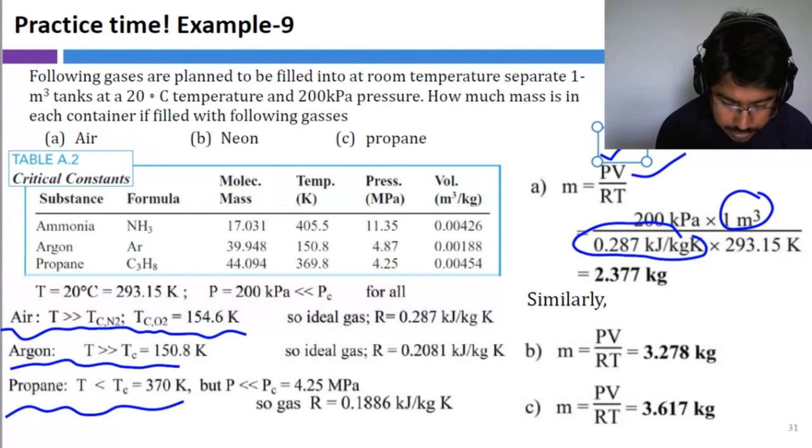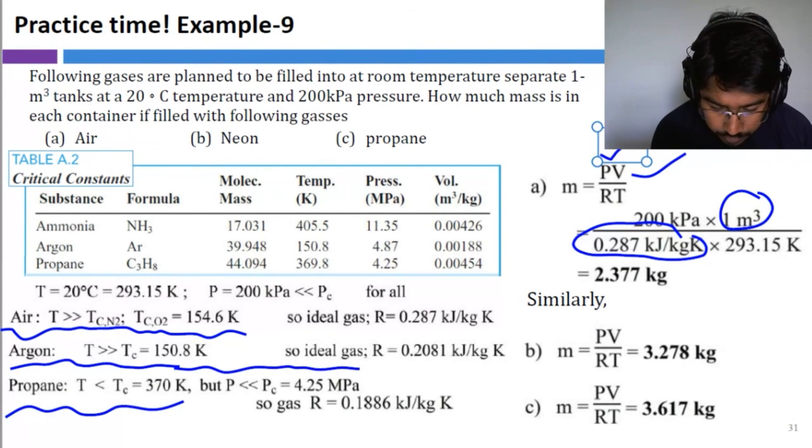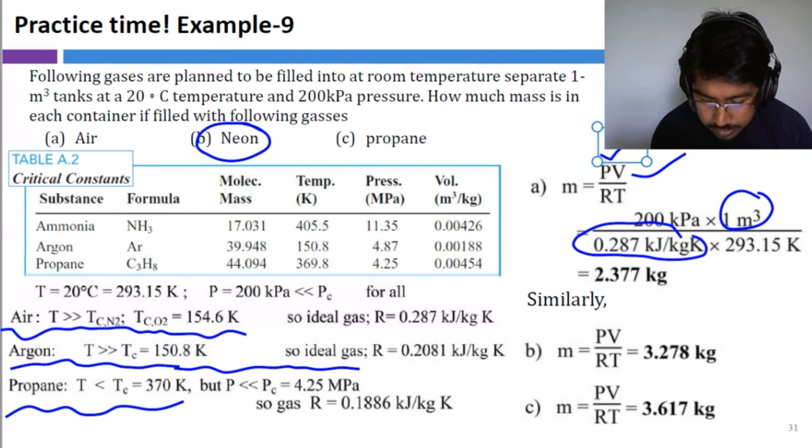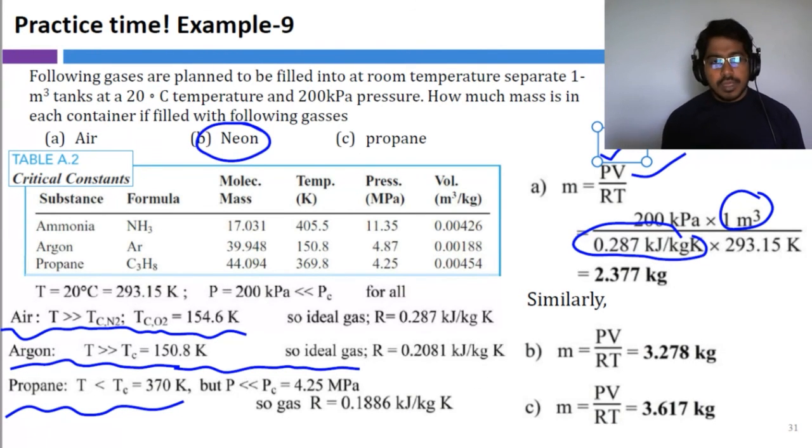Maybe the solution has one difference: we have used neon in this one and the solution is given for argon. So in this case, please change the name of this one into argon. That is easier at this point.